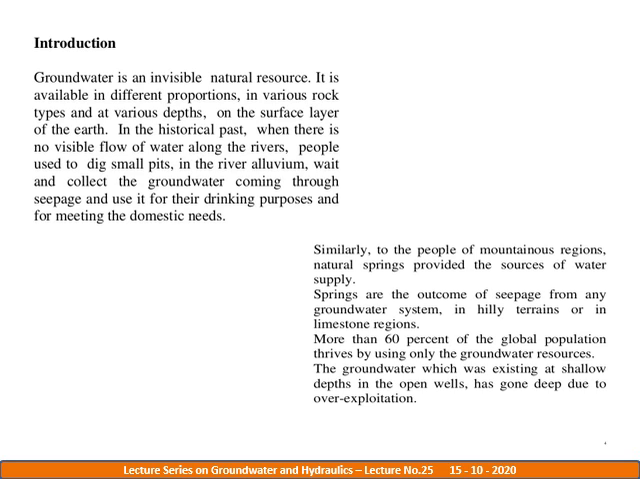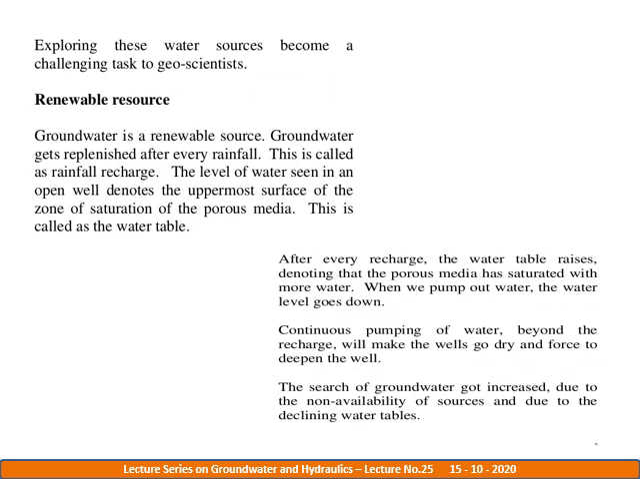Similarly, for the people of mountainous regions, natural springs provide the resources of water supply. Springs are the outcome of seepage from a groundwater system in a hilly terrain or a limestone region. More than 60% of the global population thrive by using only groundwater resources. The groundwater which existed at shallow depth in open wells has gone deep due to over-exploration. Exploring these water resources becomes a challenging task for geoscientists.